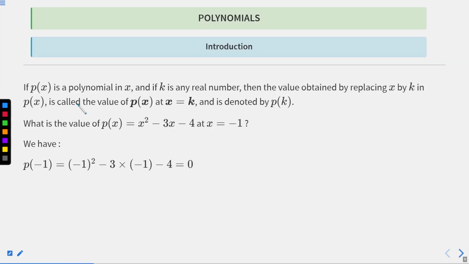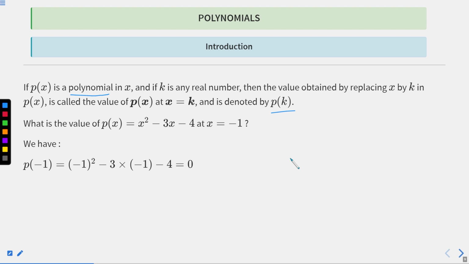Okay, and if p of x is a polynomial in x and k is any real number, then the value obtained by replacing x by k in p of x is called the value of p of x at x is equal to k, and it is denoted by p of k. So p of k means the value of p of x at x is equal to k.